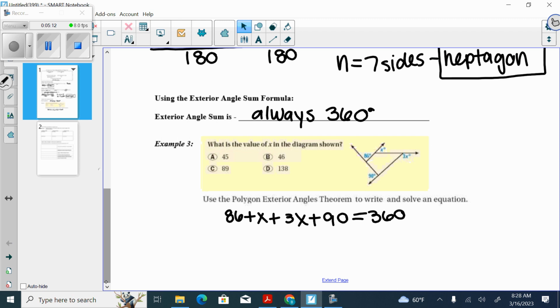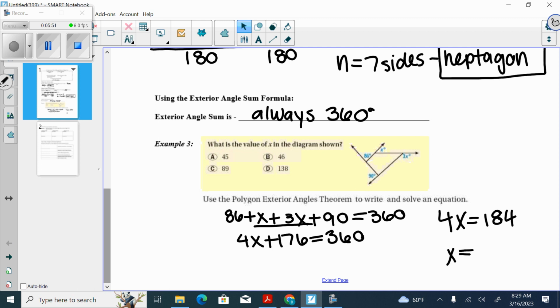All right, next thing we want to do is combine all of our like terms, right? So if I combine my x's, how many do we have? 4x. And if I combine my constants over there on the left, what do we end up with? Good. And then we just solve like any other equation. So what do we get when we subtract? 184. Good. So I have 4x equals 184. So x must be 46. Nice. That'll be the answer.